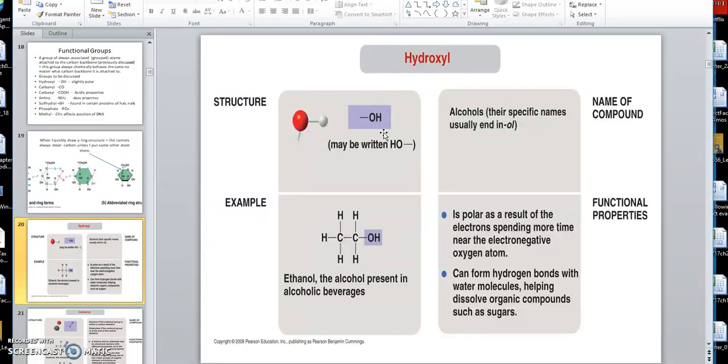Now, if you go back, remember I told you that water dissolves things that show polarity. Why? Because water is charged. Water is charged, so by having this hydroxyl group, it gives a little bit of polarity, a little bit of dissolvability. Here is alcohol. Alcohol, for example, has that. Its polarity is a result of electrons spending more time near the electronegative oxygen. So you can kind of see, it can form bonds with water molecules. So you can kind of look at this.